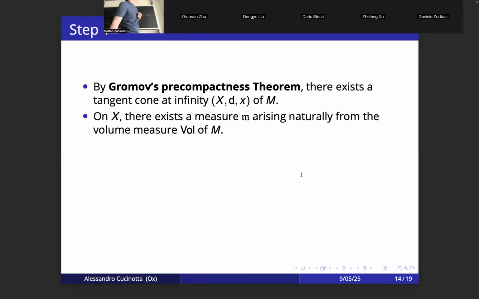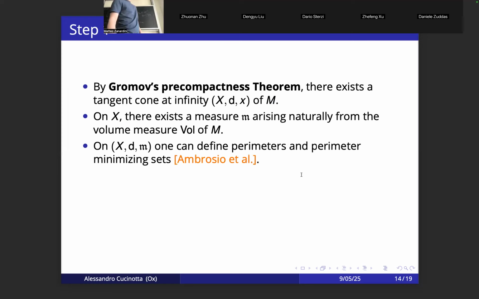Now on the tangent cone at infinity, not only do we have the structure of a metric space, but we can also induce a measure in a natural way from the volume measure of the manifold. By doing this, we end up on a metric measure space, a metric space equipped with a measure. On these spaces, there is a rich theory of sets of finite perimeter and perimeter minimizing sets. This is due to Ambrosio, Miranda, and then their students mostly.